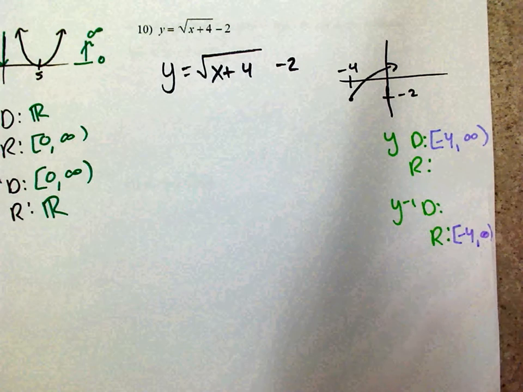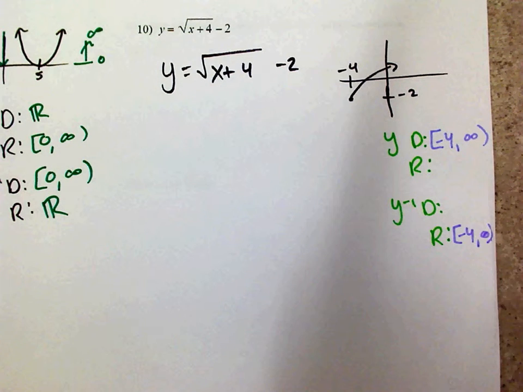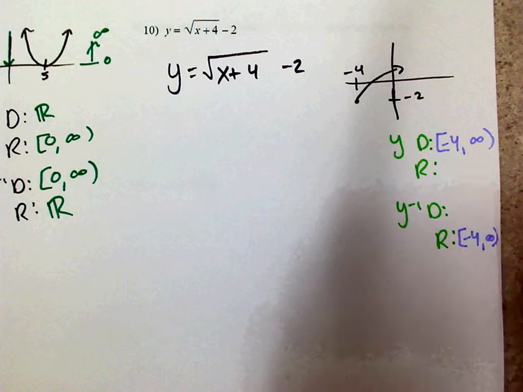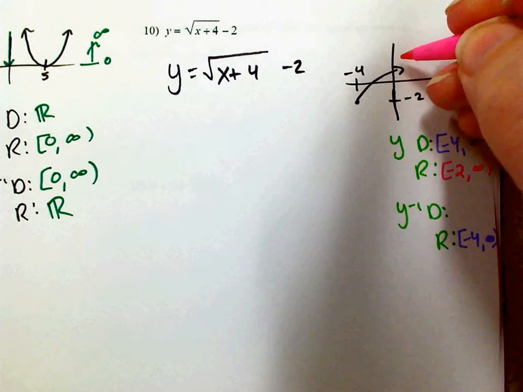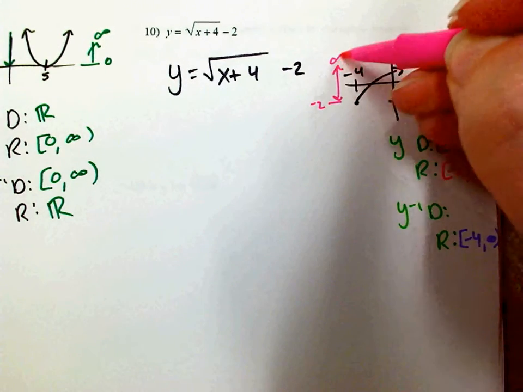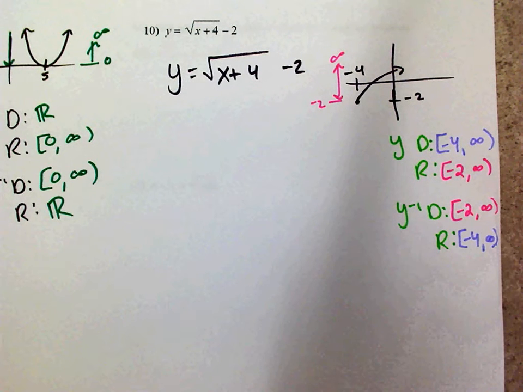Then what about the range of the original? Well, the range is low to high. So the lowest it goes is negative 2, and it goes up to infinity. And so then the domain of the original is that. Okay. So, now I need to find the inverse.